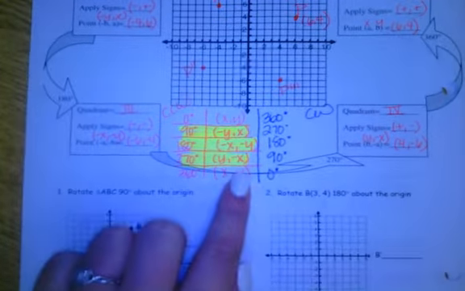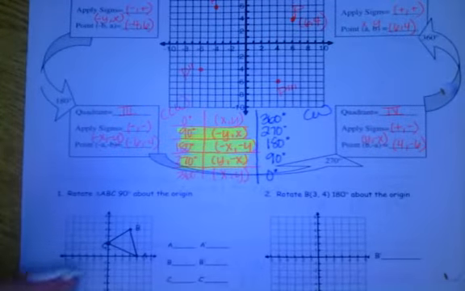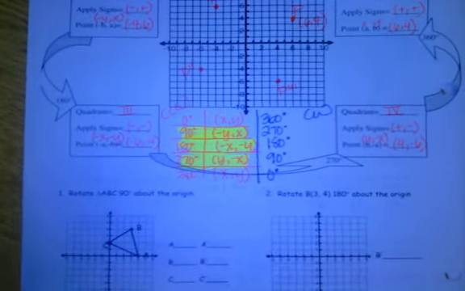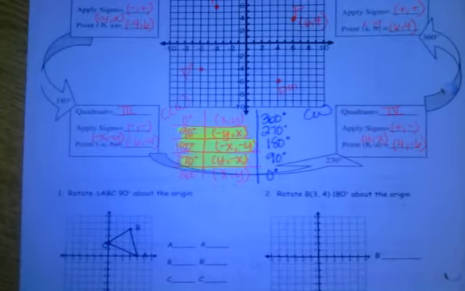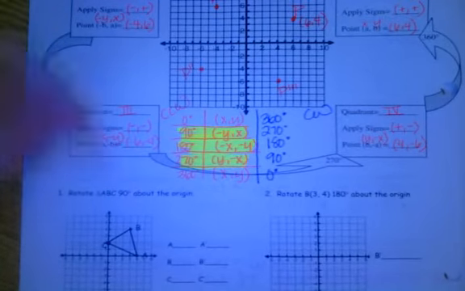Y, negative x. 270 degrees clockwise would be negative y, x. And 180 degrees stays the same. It's the same for both rotations, and obviously that makes sense. Okay, so we're going to practice doing both, but I just wanted to get you guys familiar with counterclockwise and then clockwise.